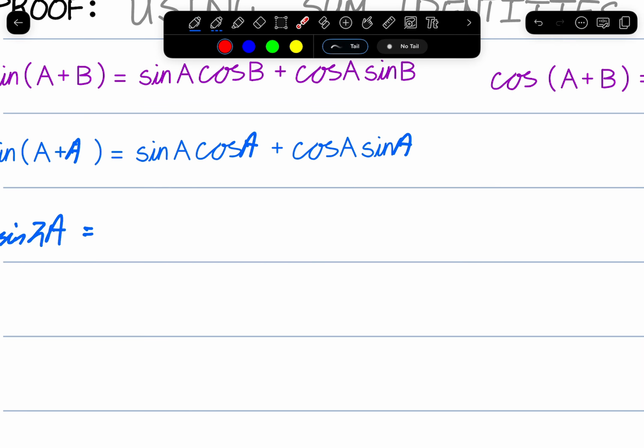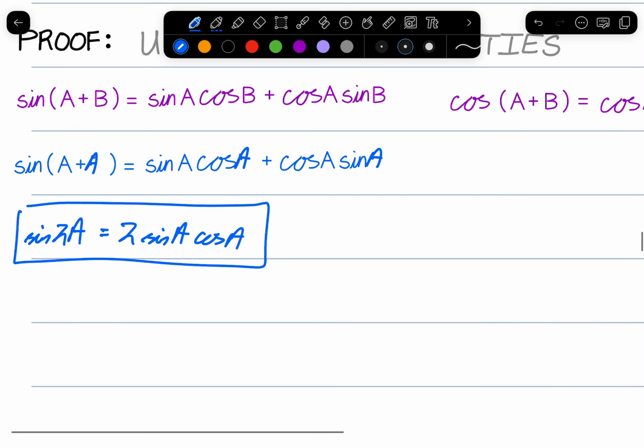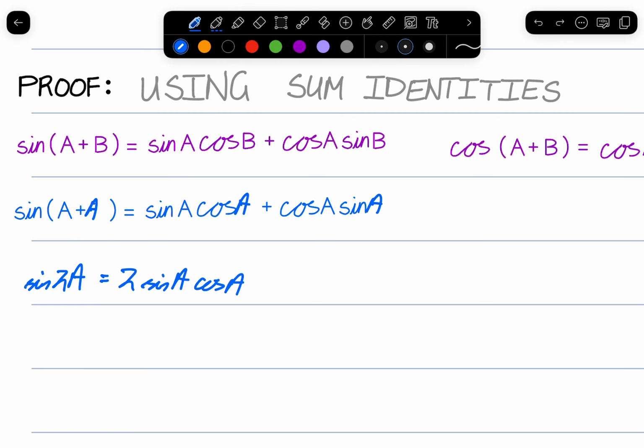And if you look very carefully, this is sine A times cos A, and this is cos A times sine A. These two are actually the exact same. So we get two lots of sine A cos A. And there is our proof for the double angle of sine.